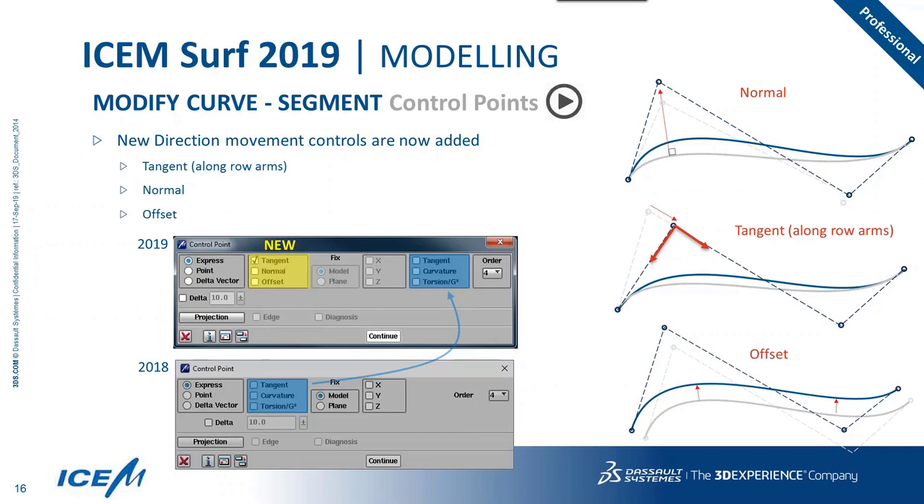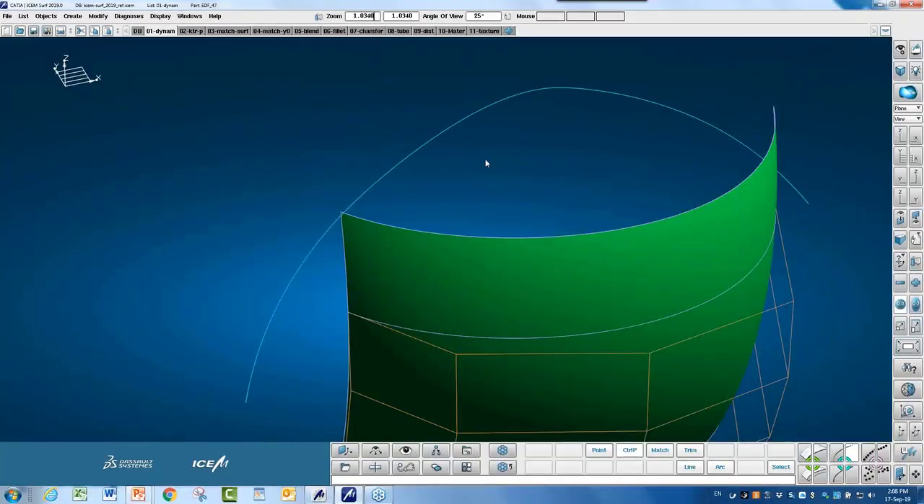So what we've done is we've added the directional controls, or locks, if you like, that you know from patch modification, to curve modification. So we have tangent, normal, and offset. I'll just show you how they work. So here we go.